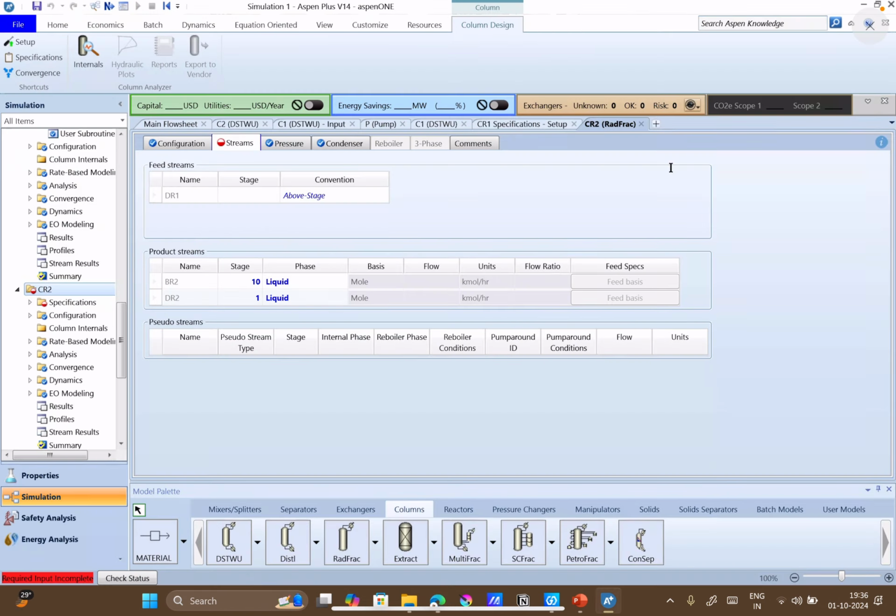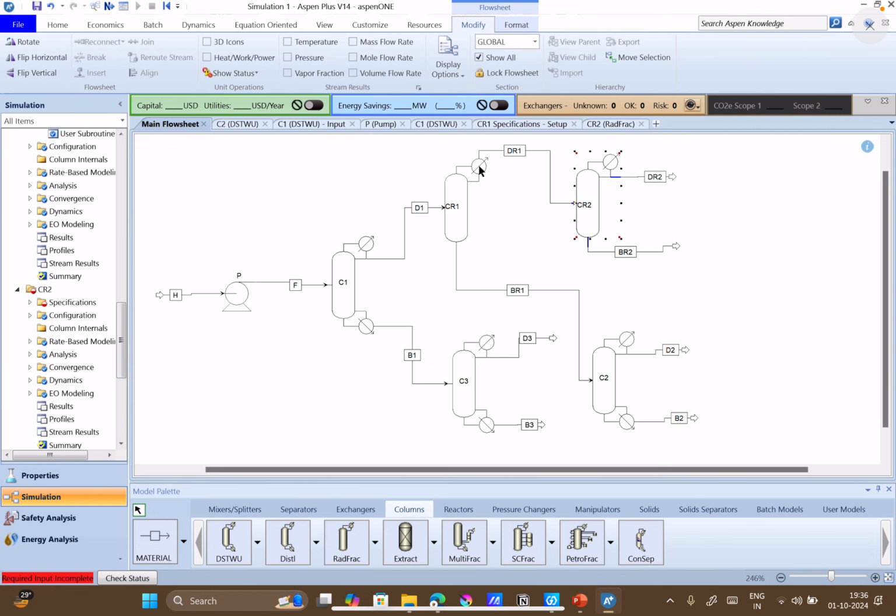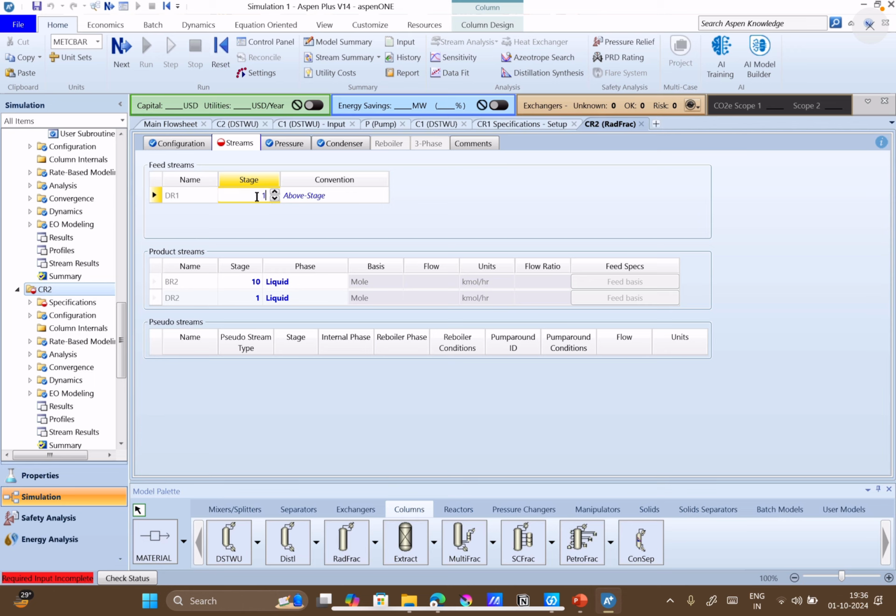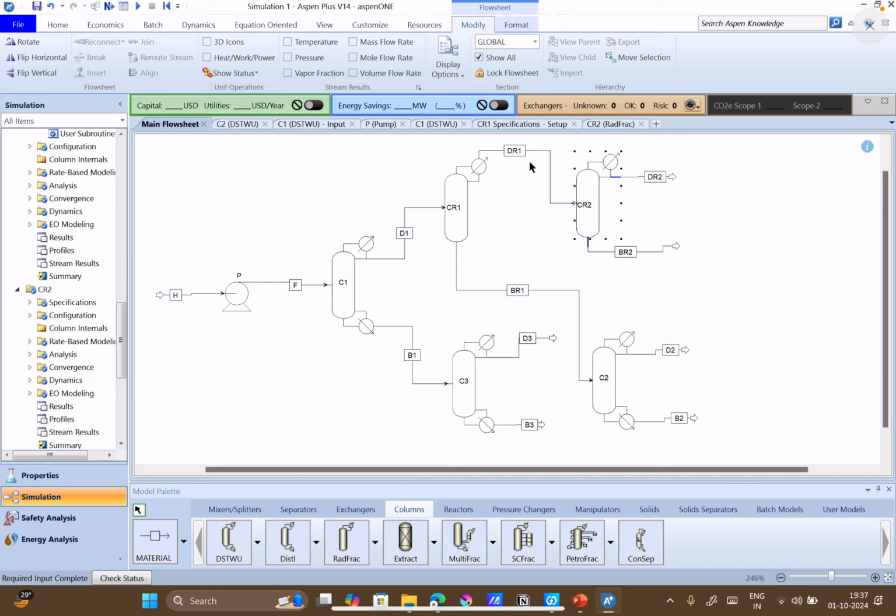Now again the stream: here also feed should come at the bottom. Here, if you see, we had selected the condenser as partial vapor, so the top product of CR1 will be in the vapor phase. That should go at the bottom. So that will provide heat to our distillation column, right? So feed stage should be on stage number 10. I hope you are understanding this concept, right? Since we don't have a reboiler, heat duty for the distillation column will be provided via the vapor outlet. If you want, you can rearrange them here.